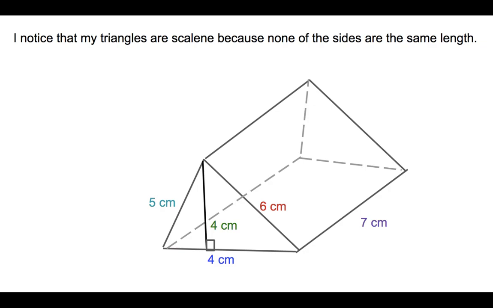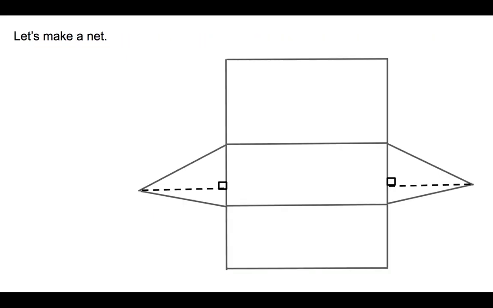Now this one, I noticed that my triangles are scalene because none of the sides are the same length, which means that my rectangles will all have different dimensions, and therefore they'll have different areas. So again, let's make a net.